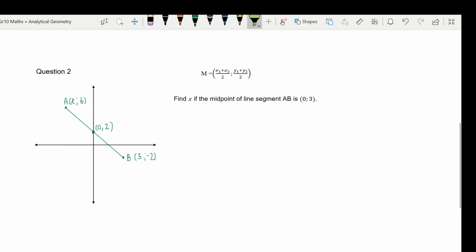Okay, with this one, they say that we need to find x. Where is this x that we need to find? There it is. It's the x coordinate of our point A. If the midpoint, they give us the midpoint of this line segment, is that. So we've been given the midpoint and there's other information missing. Okay, so with this, an idea that I want you to understand, just track with me, please.